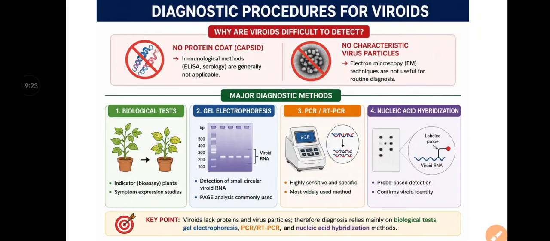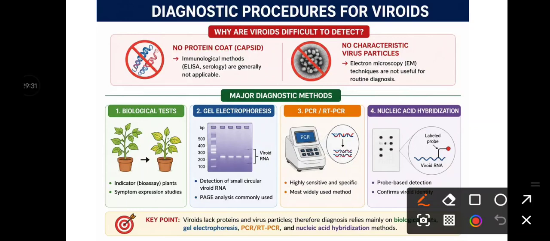Next, the diagnostic procedure for viroids. So it is very difficult to detect the viroid. Why? It does not have any characteristic particle, or any protein. So no immunological method like ELISA or serological method can be used, because it does not have any crystal structure or any characteristic particles. So electron microscopy also can't be used for routine diagnosis. So here only a circular naked single stranded RNA is there. So whatever nucleic acid based detection methods are there, those can be used.